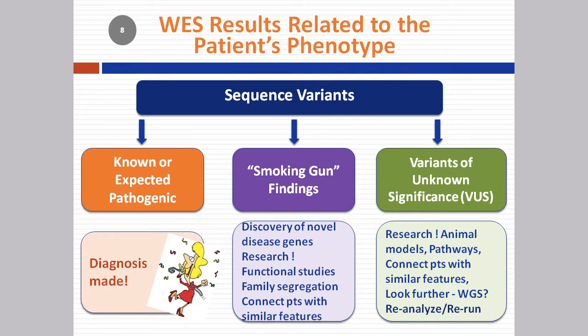Many of those changes have been shown, particularly on the X chromosome, to be totally benign and found in a high percentage in normal controls. But for genes that you simply don't know anything about, you can make no assumptions.